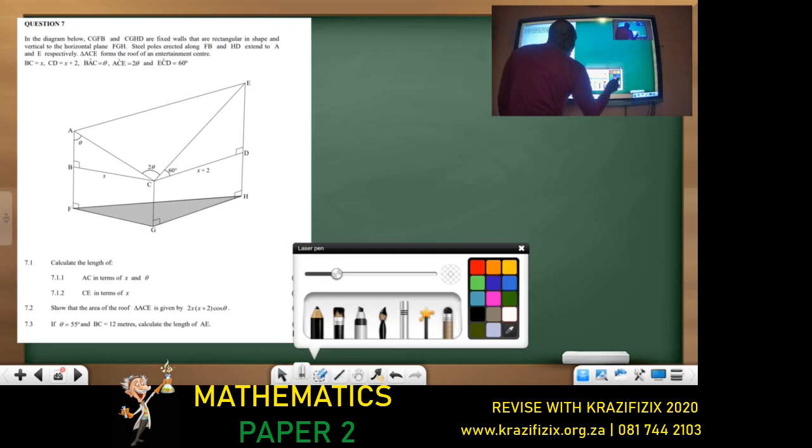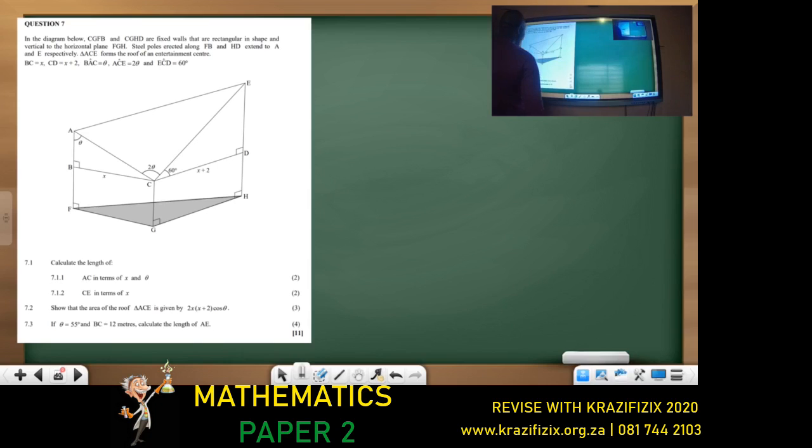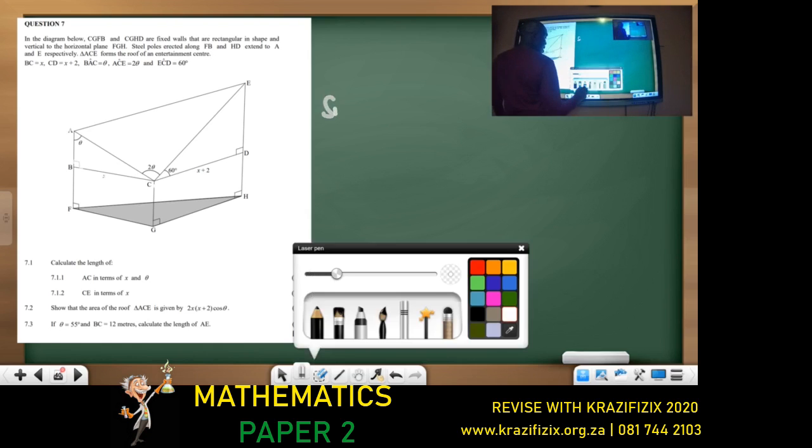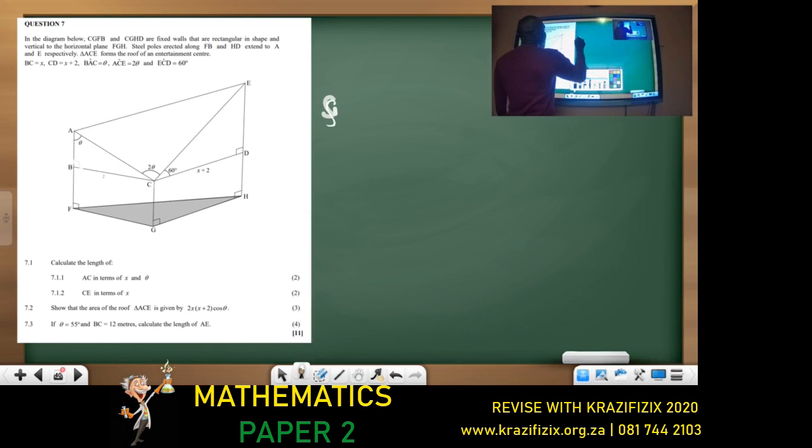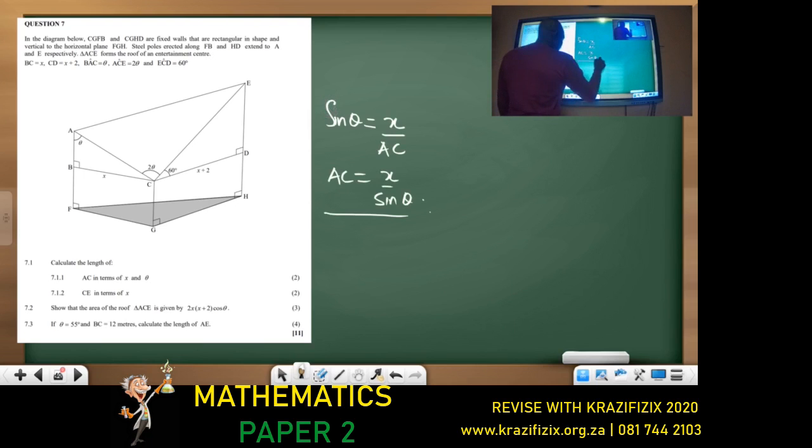Okay, let's start working. The first one says, write down the length of AC in terms of x and sine theta. That's very simple, because that's my AC there, and this is 90 degrees. I could use my trig ratio. So this is opposite, and so sine theta, what is opposite? X over AC. So what is AC? X over sine theta. Done.